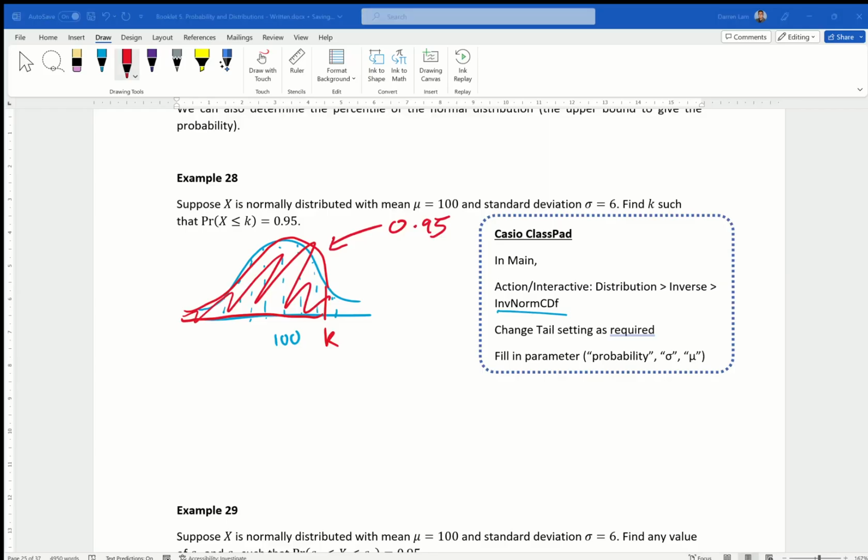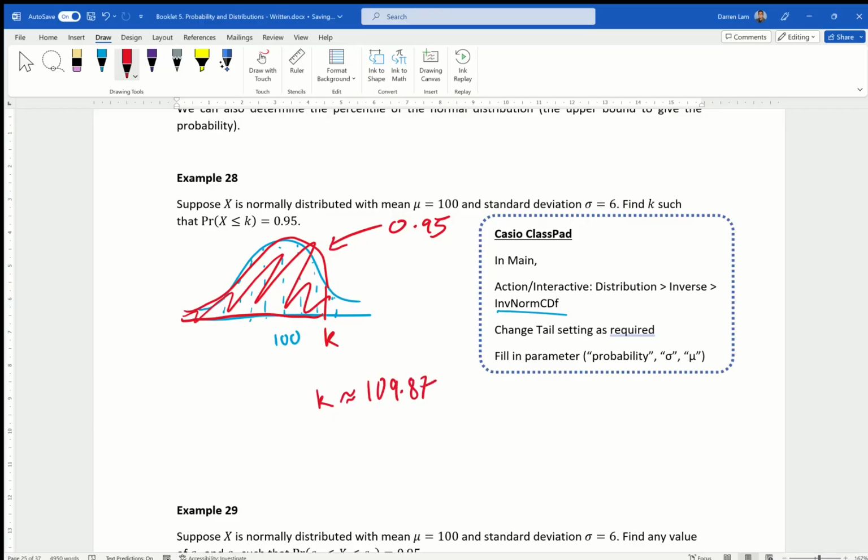Sorry, I'm going to go to the calculator again. I'm going to type distribution. We're going to go inverse now. So inverse normal CDF. It's really the only inverse you use, by the way. Now, the tail setting I'm going to leave for now because I'll explain it in a moment. But we're looking for the probability of 0.95. We've been given a standard deviation of 6, and a mean of 100. Hit OK, and it gives us an answer, 109.87. So it's approximately 109.87.